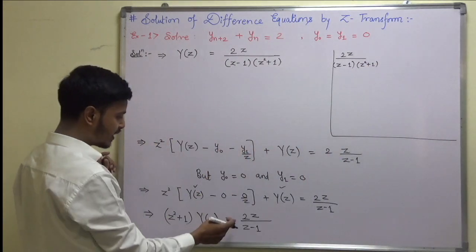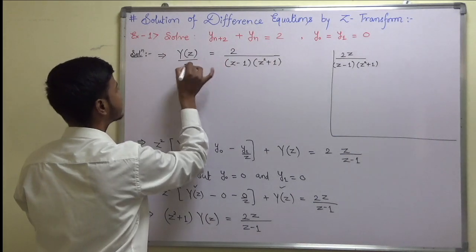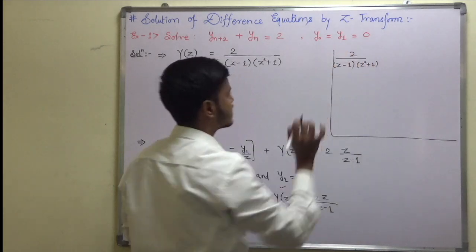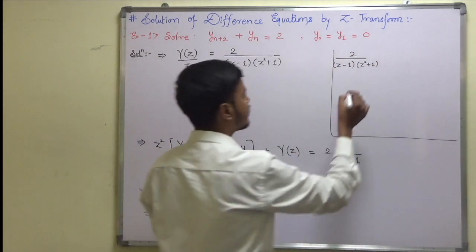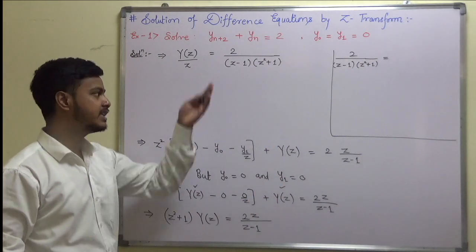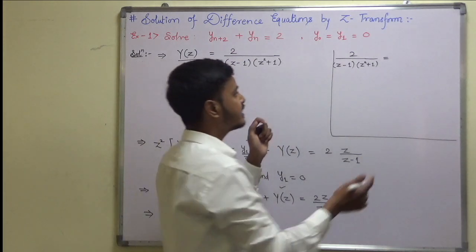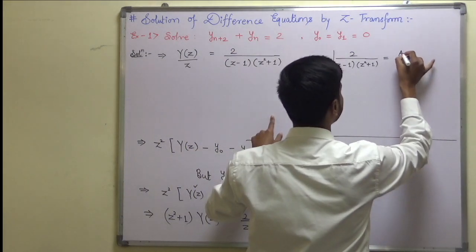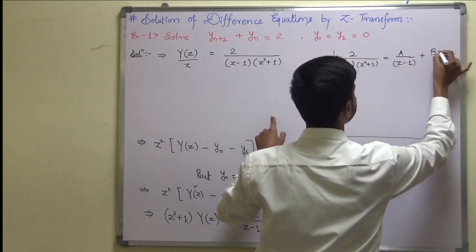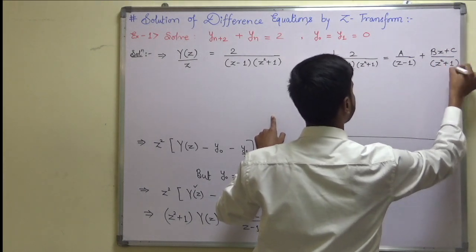Or if you want, you can take this z to here and write y of z by z as 2 upon this. Why am I doing this? Because I know in every z inverse we need z upon something. That's why I am preserving this z. Now writing this as a by z minus 1 plus bz plus c upon z square plus 1.